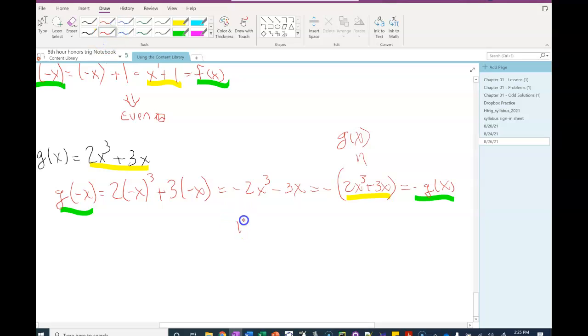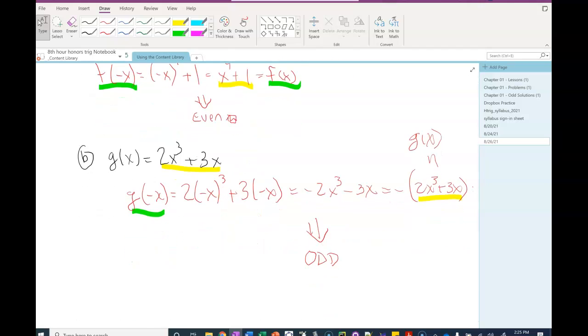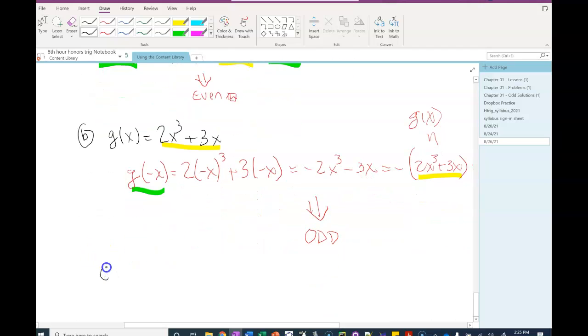Yes, sir? Is it called even and odd because if the exponent's odd, then it will be negative, and if the exponent's even, then it will be positive? Ooh, almost. What's the issue with that? Well, if you look at the first one, 1 has an exponent of 1, that's odd. The second, part B, the exponents are 3 and 1. That seems to hold. But let's look at this example. You're very close, though.